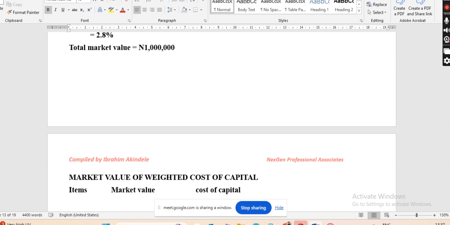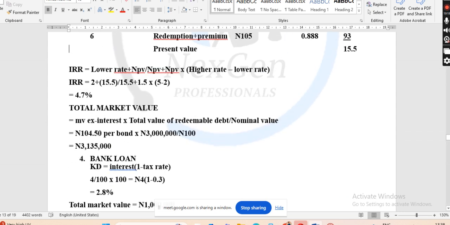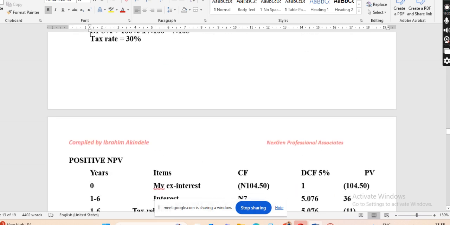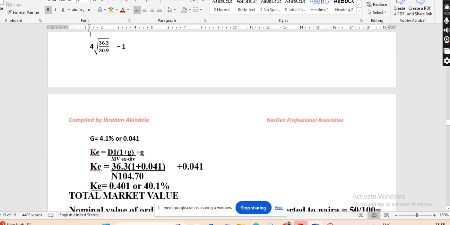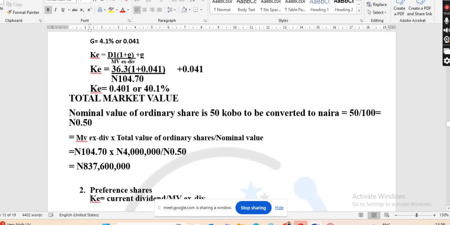Items, market value, cost of capital. So what is the next? Hash total, right? So we start from our equity. Please take note of the market value as well as the cost. The cost of equity is 0.401. Take note of that. Then the total market value.